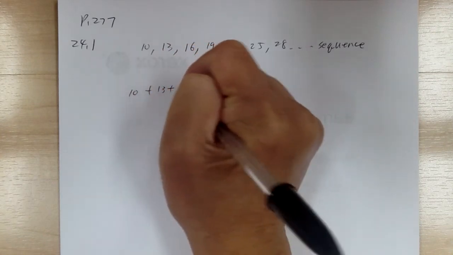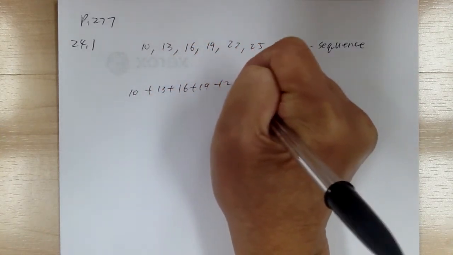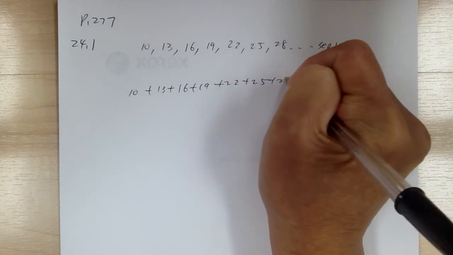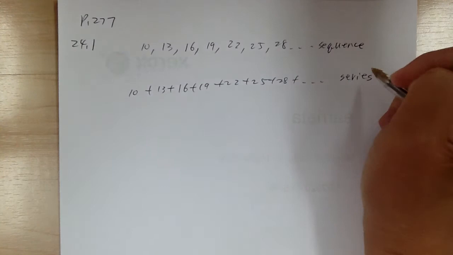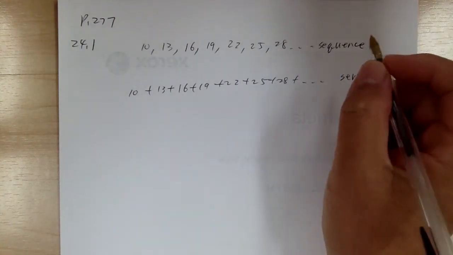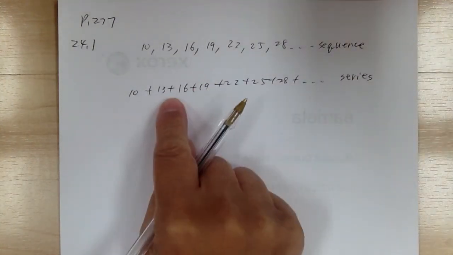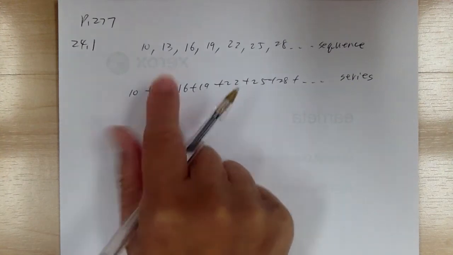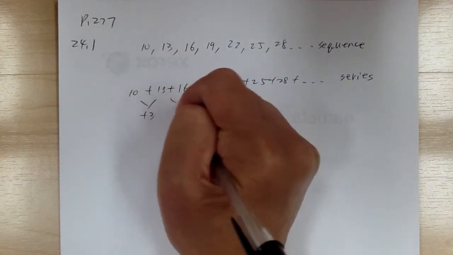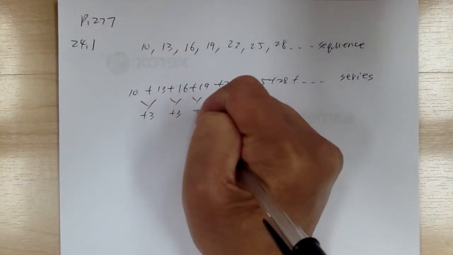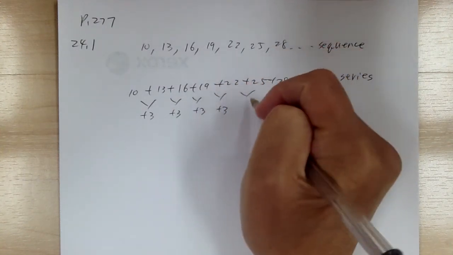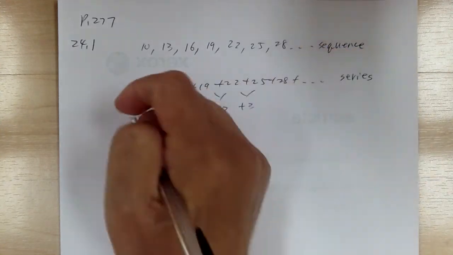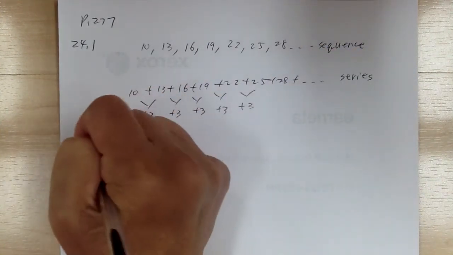So if you add all this together, it becomes a series. Okay. And this is called an arithmetic series because you have a common difference. So notice from here to here, the difference is plus 3. You see that? So each difference between two terms is 3. So this is the D. So D is called a common difference.